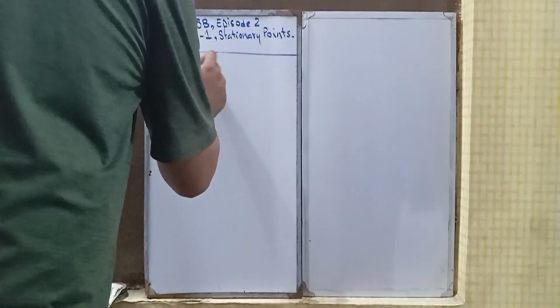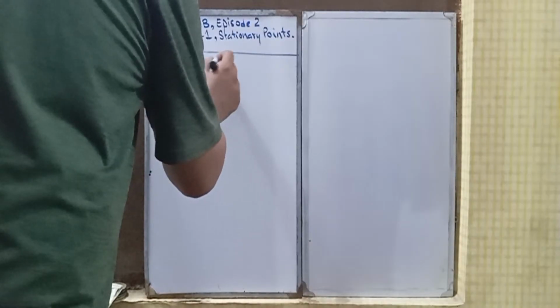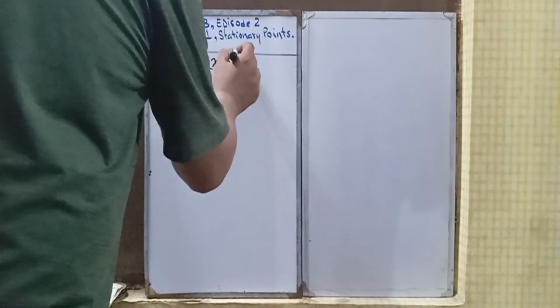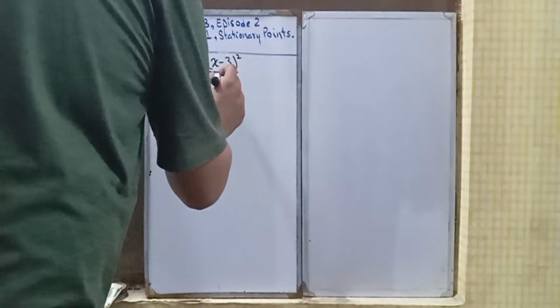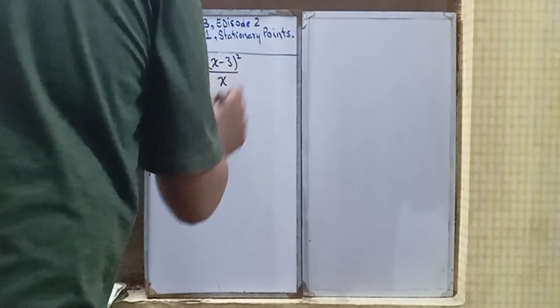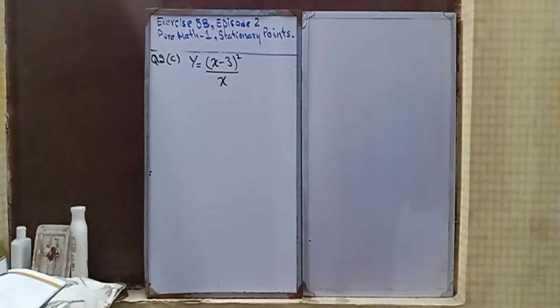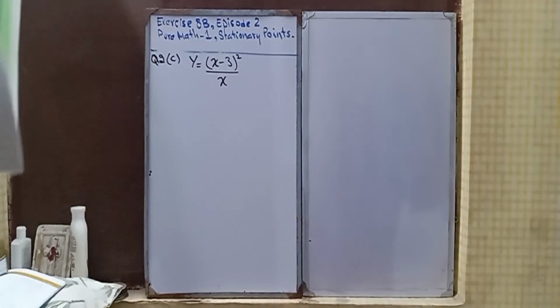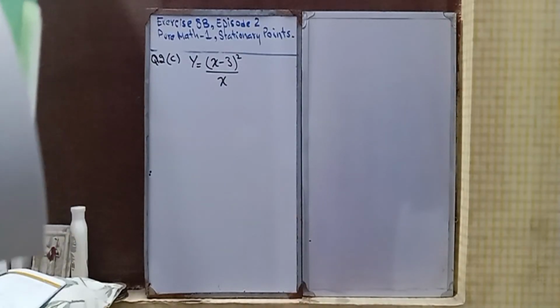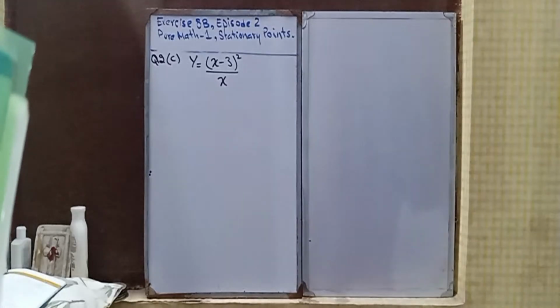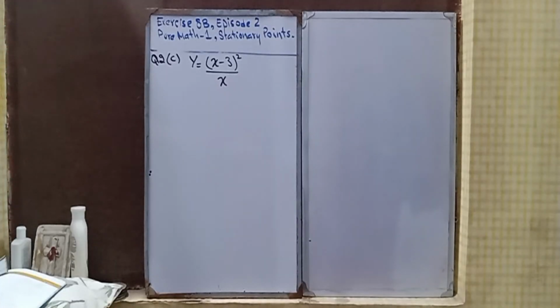Y is equal to (x minus 3) whole square divided by x. So this is the C part. The question is, find the coordinates of the stationary points on each of the following curves and determine the nature of each stationary point.